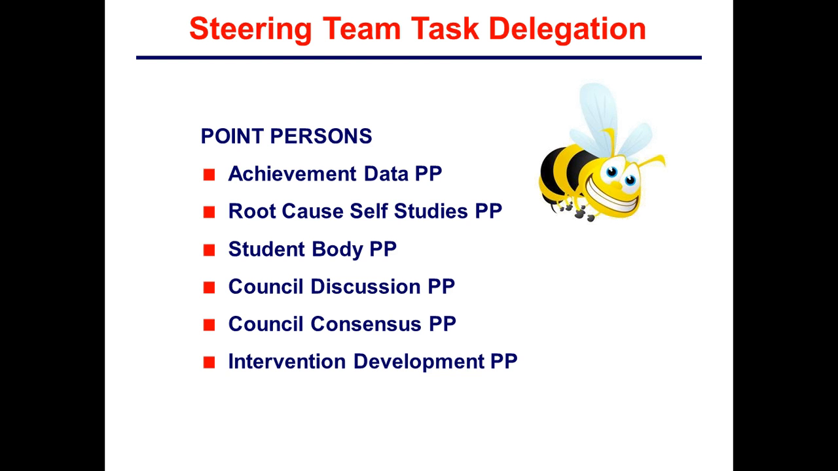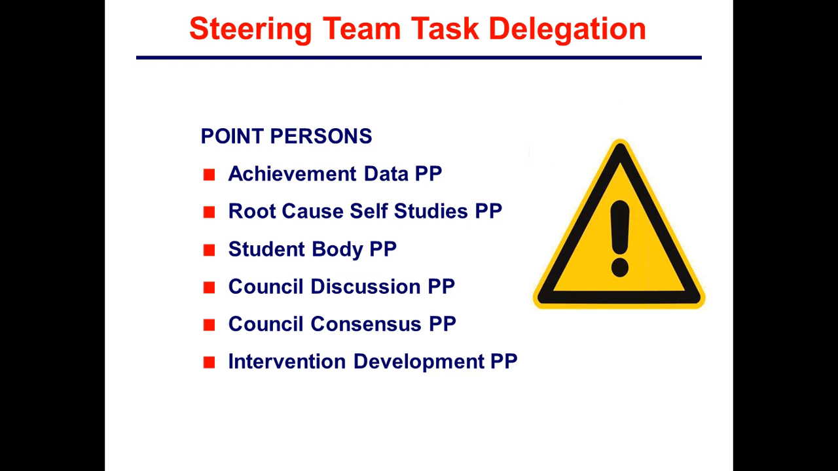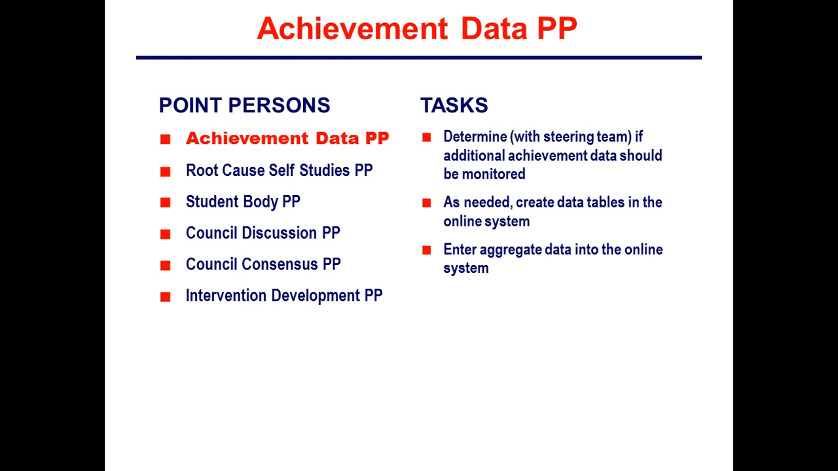So let's look at each of those in more depth. And again, got to have worker bees because each of these tasks have to happen in order for school improvement to occur. Okay, so the first one we're looking at is the achievement data point person. Of those of you who are watching this right now, one person on your steering team needs to take on this responsibility. So the tasks are to determine, not all by yourself, but with the steering team, if additional achievement data should be monitored.